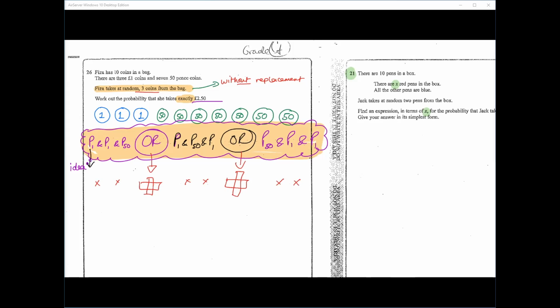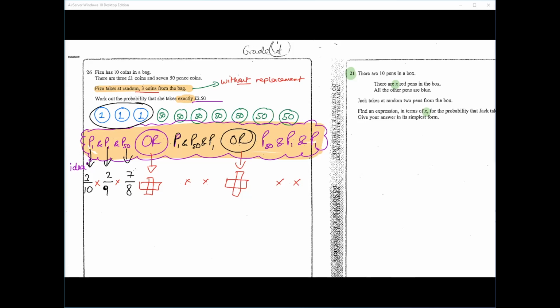1 out of 10. Probability of the first pound, how many pounds do you have? 3 tenths. 3 out of 10. And what about the second one? Same, 3 tenths. 2 ninths. 1/8. Is 1/8 the next one? No, the next one's going to be out. The next one, probability of 50p will be 7 out of 8. I don't get that.